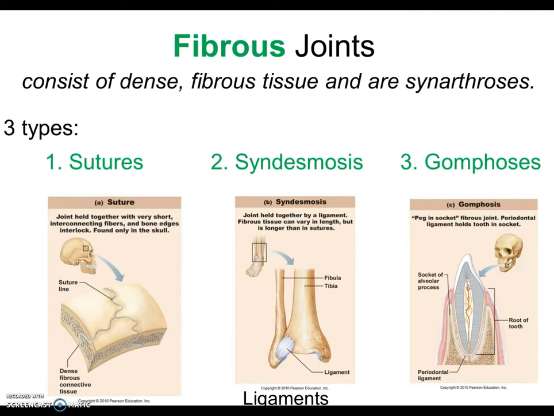The third type of fibrous joint is gomphosis. You can kind of see in the name, gum, this is actually at your gum. The only example of gomphosis joints is with your tooth, where the tooth basically sits in the socket in your gum. That's a gomphosis joint. Gomphosis literally means peg in a socket. So that's your tooth in the gum.